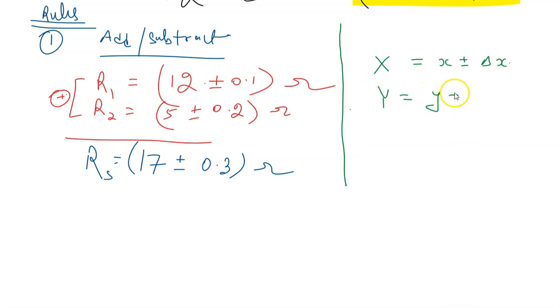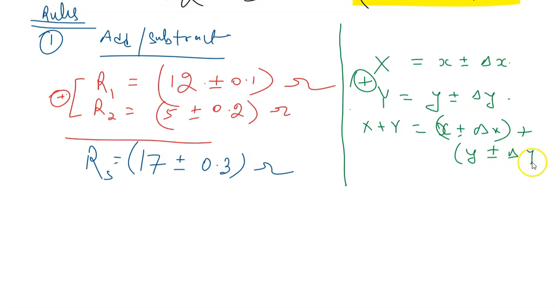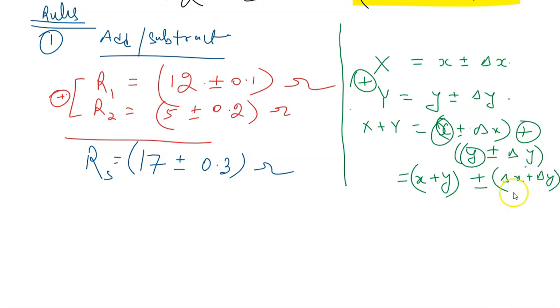Y is equal to y plus minus delta y. So if I add this x and y, that can be seen as x plus minus delta x plus y plus minus delta y. So how will I add the four quantities? Let us put these together, and plus minus together, delta x plus delta y. So let us see the final thing, then we will see the question.